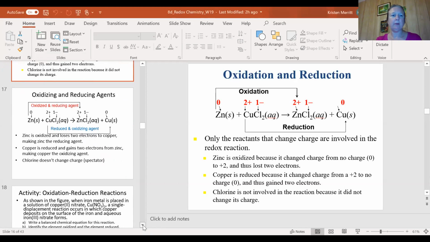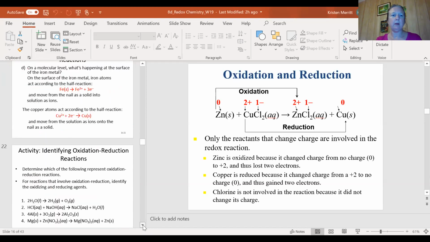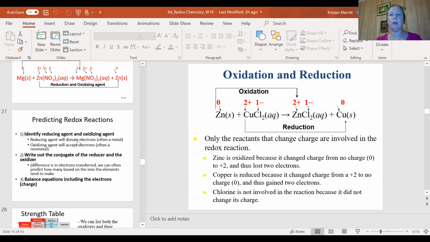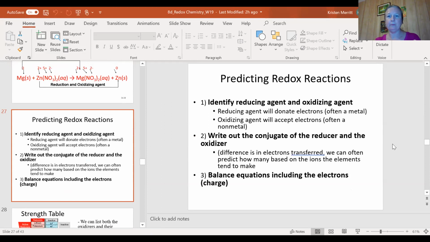Okay, so this is part 3, the last part of the lecture on redox or oxidation-reduction reactions, and we're going to talk about predicting reactions. If you are given two reactants and you are asked, will this redox reaction happen? The basic rule is you can go from a stronger reducing agent to a weaker. You cannot go from a weaker reducing agent to a stronger.